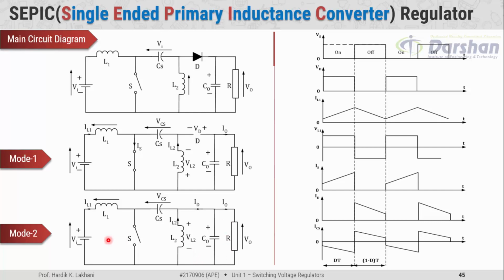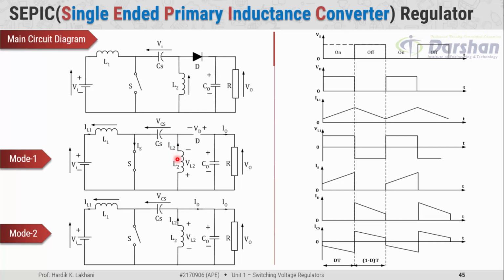So during the second interval, the task of the inductors L1 and L2 is to deliver the energy to the coupling capacitor Cs and the load respectively. In mode 1, the task of inductors L1 and L2 is to store the energy from the supply and the coupling capacitor Cs respectively.